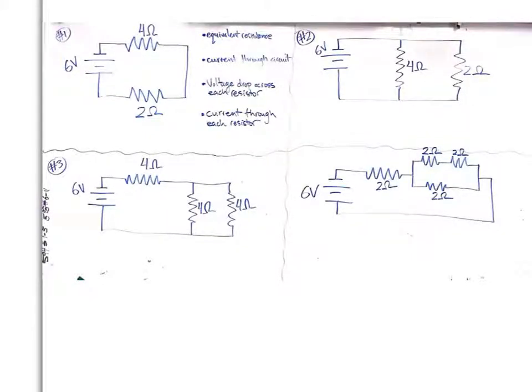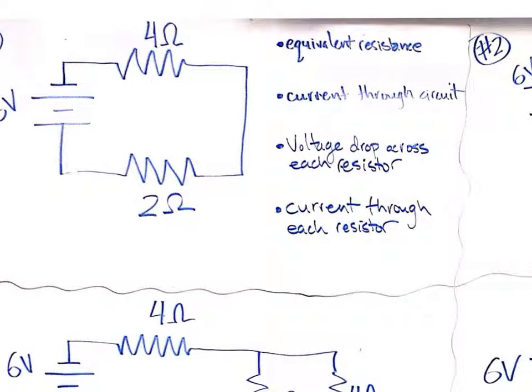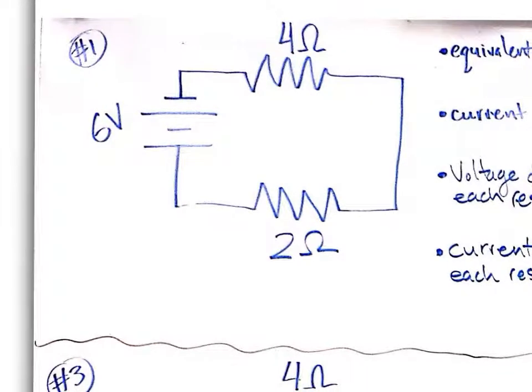Okay, kiddos, here goes. Video lesson talking about circuit diagrams and how to find these things: equivalent resistance, current through the circuit, voltage drop across each resistor, and then the current through each resistor. Alright, so let's take a look at our first example.